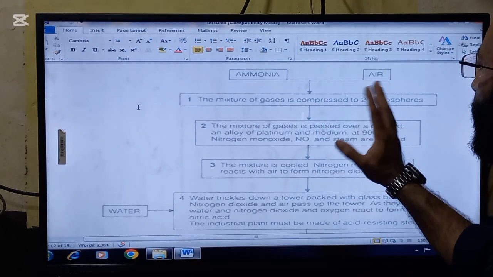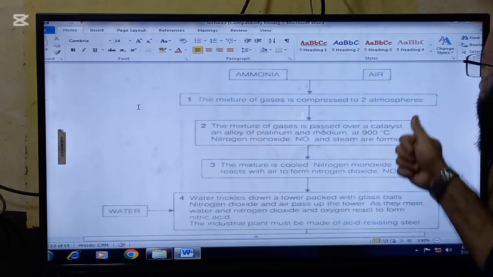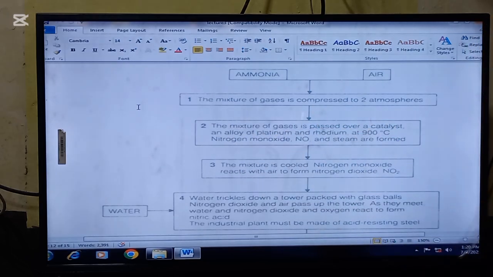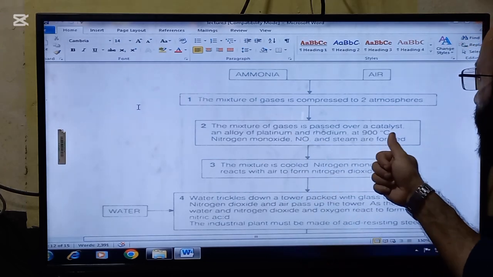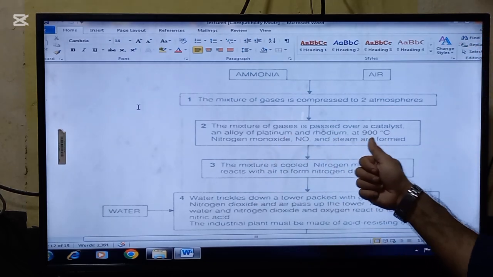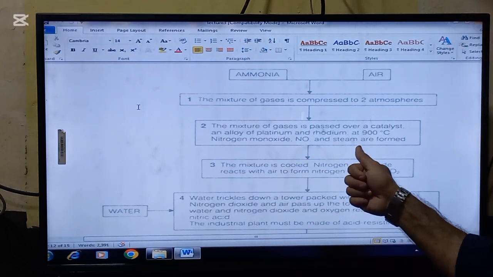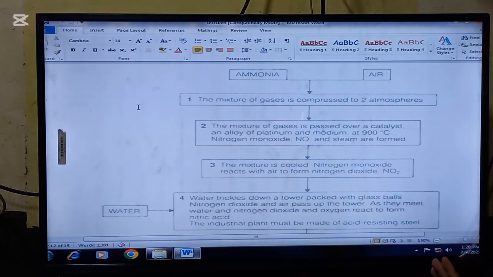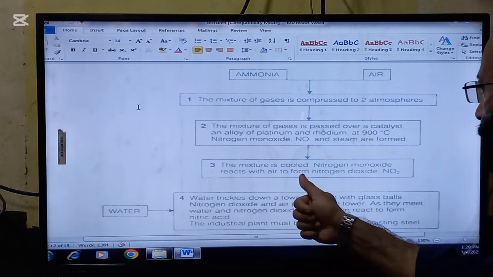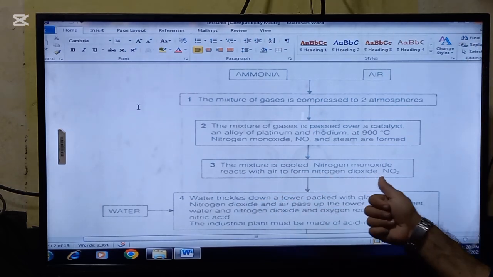Ammonia and air are mixed and compressed to 2 atmospheres. The mixture of gases is passed over a catalyst, an alloy of platinum and rhodium, at 900 degrees C. Nitrogen monoxide and steam are formed. The mixture is cooled. Nitrogen monoxide reacts with air to form nitrogen dioxide.